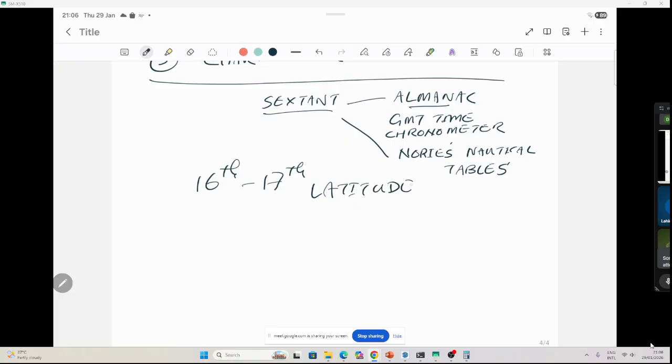They found the latitude by using the sextant. There is a way, you will learn that. Okay. But they could not find the longitude.